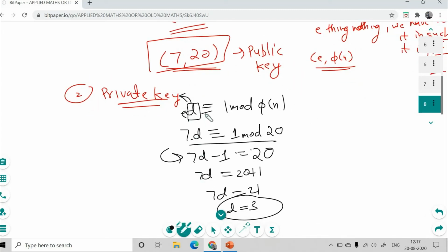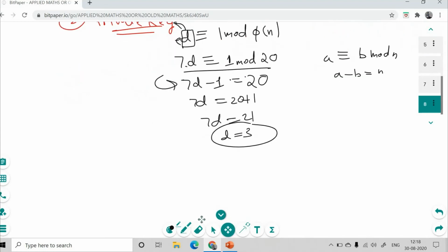Let me repeat it. ED is congruent to 1 modulo phi n. This is the method used for the private key. Now E is 7, D we have to find out, 1 modulo 20. Now it means A congruent to B modulo n implies A minus B is equal to a multiple of n, right? So we just added here, then we got D is equal to 3.